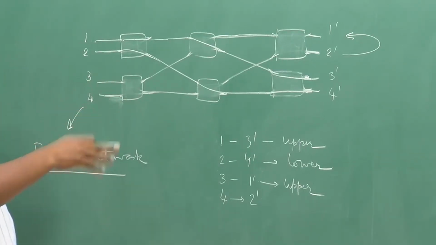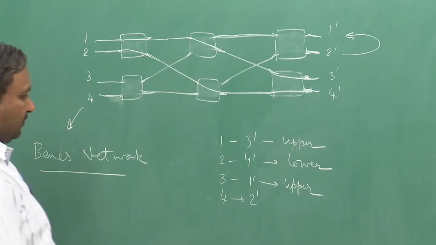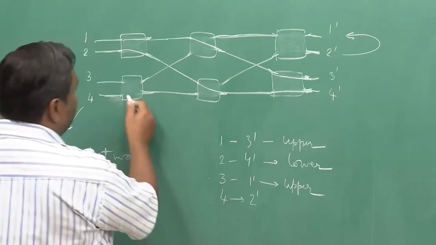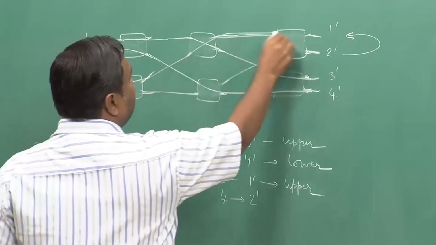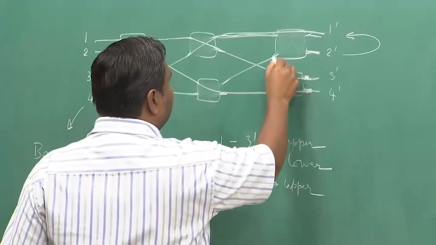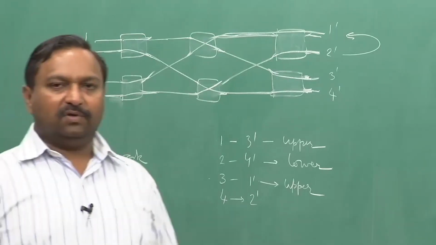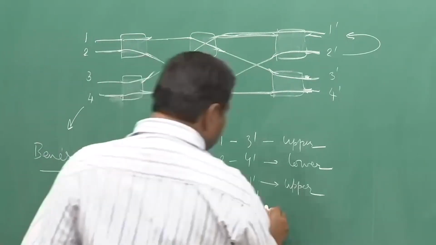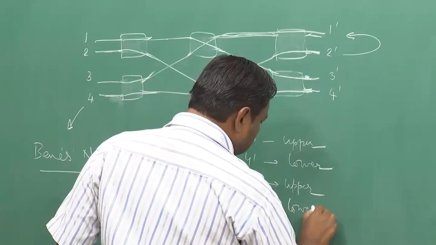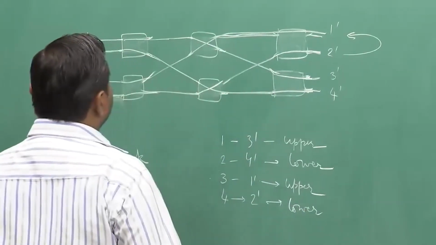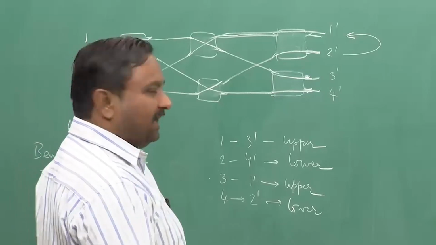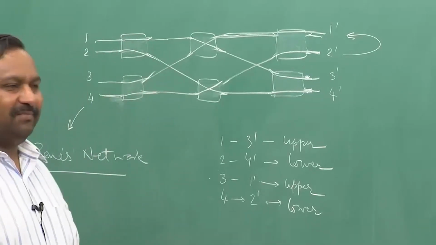We will now do it for a larger dimensional switch also. So, 3 to 1 I will take upper, and then 4 to 2 I have to take the lower one. Connection is set up. So, you take any combination, this will be feasible. Now, can I make a bigger switch by using the same thing?